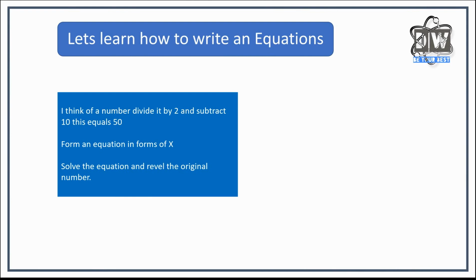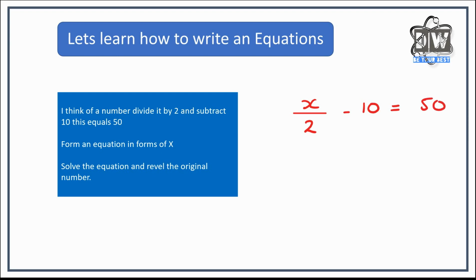I think of a number, divide it by 2 and subtract 10. This now equals 50. Again, pause the video, give it a go, and see if you've got it right. Okay, so the first thing is I think of a number, that's x. I divide it by 2, so let's write that down now. Think of a number and I divide it by 2. I then subtract 10 away from this, and that equals 50.